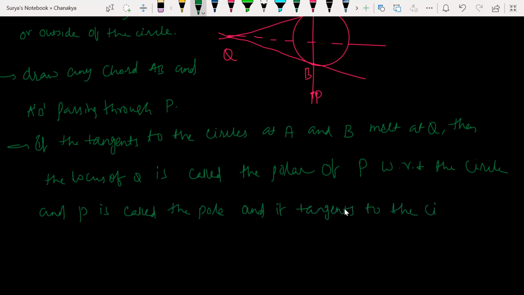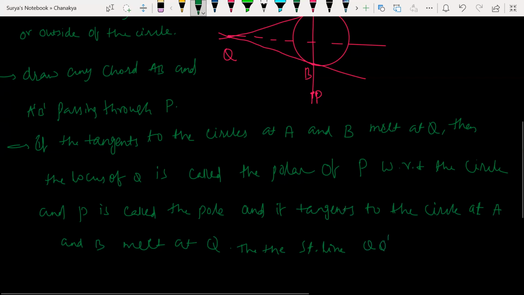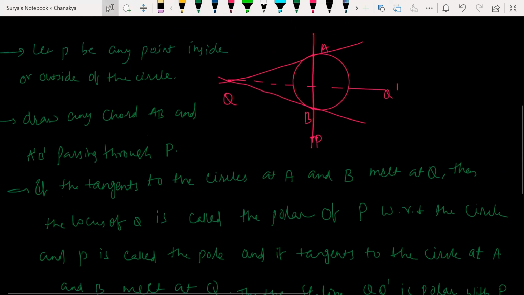And if tangents to the circle at A and B meet at Q, then the straight line, take this Q dash here, Q dash is the polar with P as its pole. Understood?